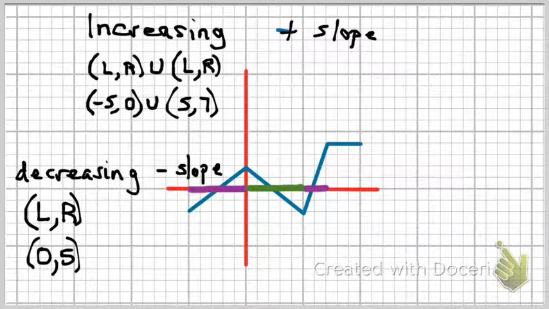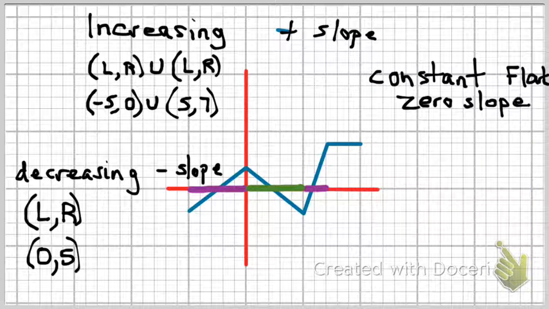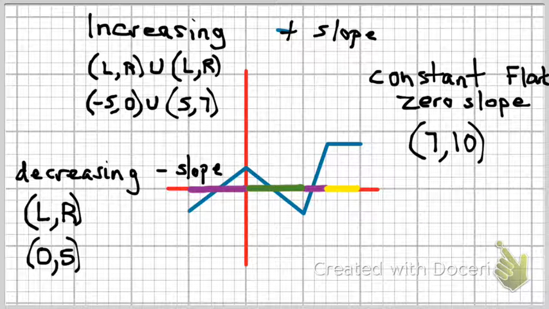And then lastly, when is it constant? Constant would be flat, or zero slope. Now there's a big difference between zero slope and no slope. Zero slope is flat, no slope is vertical. So when it's horizontal, it has zero slope. So when would this have zero slope? 7 to 10. From 7 to 10. So again, left first, right second. And that would be my interval notation for that.